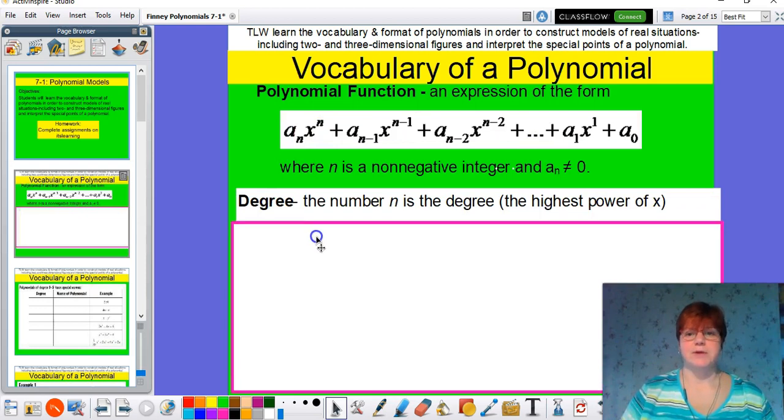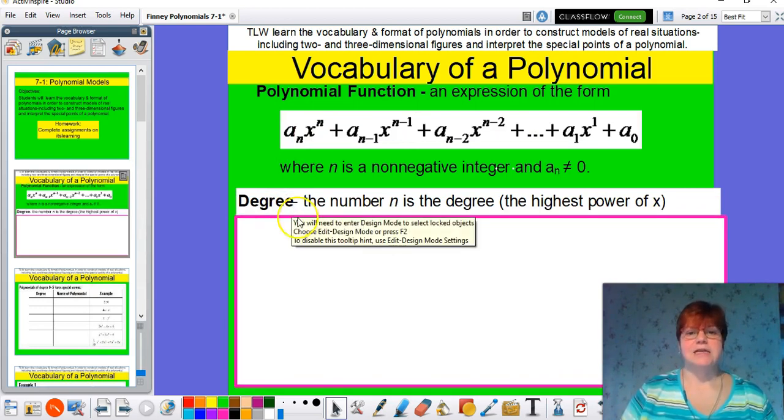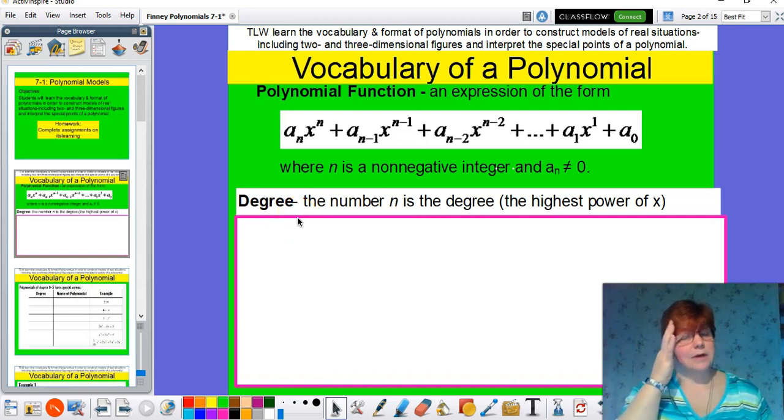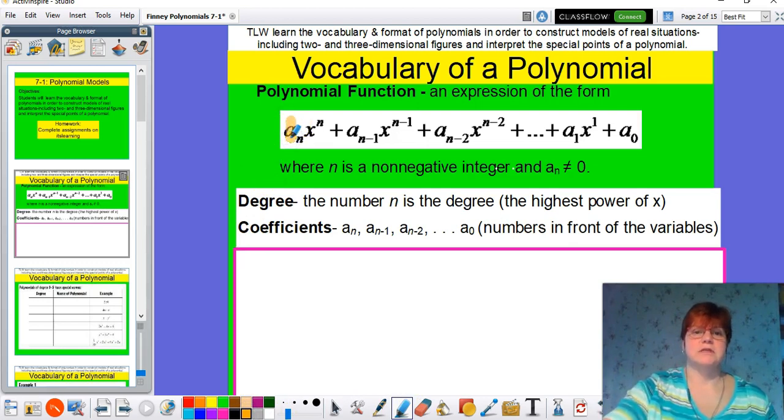So a couple of vocabulary words. First off, our degree. Degree is the highest number on x. It's the highest exponent that you see on the power of x. Coefficients. Coefficients are the big numbers in front. Okay, so if we're talking coefficients, this is a coefficient. This is a coefficient. This is a coefficient. This is a coefficient. Okay, they're the numbers in front of the variables.